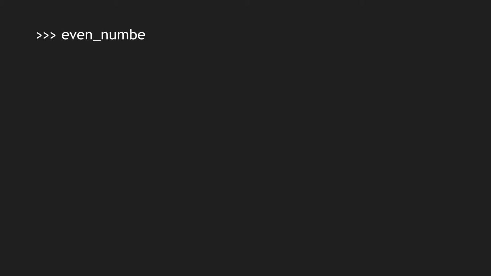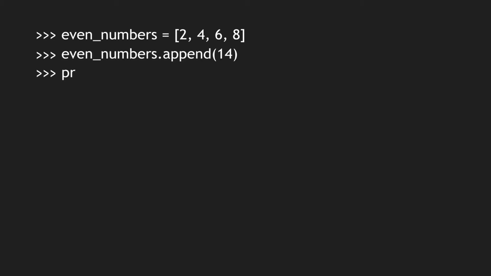Let's make a list of even numbers up to 8. We can add 14 to this list using the append method like this. If we print even numbers, we see that the list has changed.